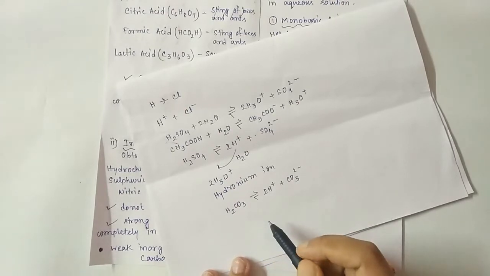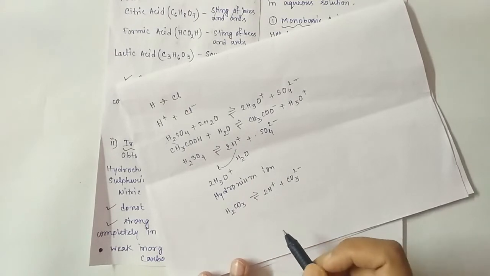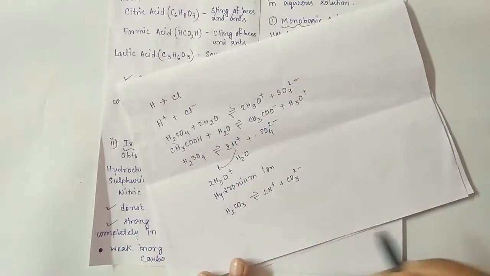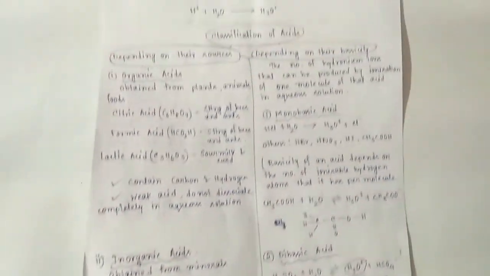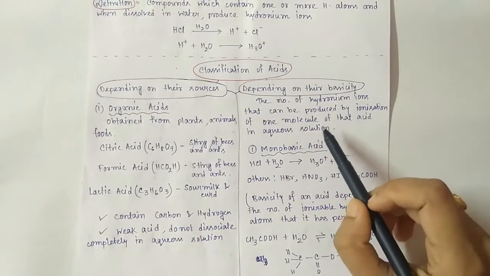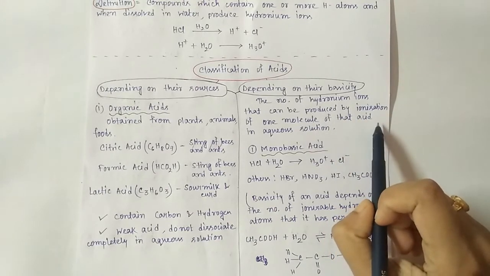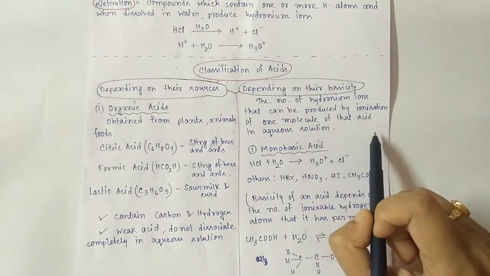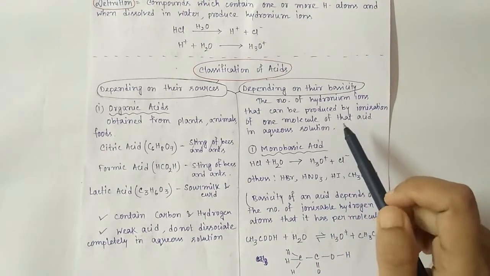Actually, carbonic acid, though it is found in minerals, is a weak acid and it is non-corrosive in nature. That is why we use carbonic acid in producing soft drinks. Now move on to the second category, that is, depending on their basicity. Actually, basicity is the number of hydronium ions that can be produced by ionization of one molecule of that acid in aqueous solution. So this is the definition of basicity.